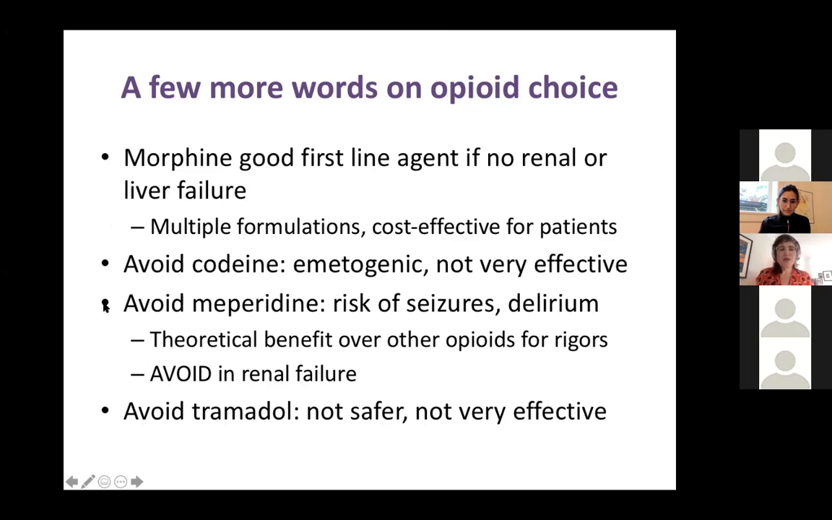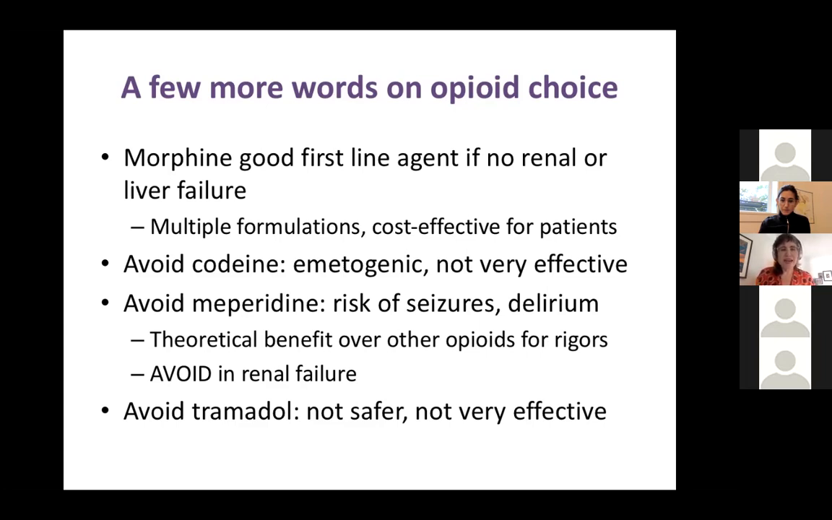I don't prescribe codeine. It makes people throw up and doesn't help with their pain that much. I avoid meperidine or Demerol. It lowers the seizure threshold. It can be more deliriogenic. If you are on the hem-onc service, you may see it being prescribed occasionally for rigors. There is a theoretical benefit over other opioids.